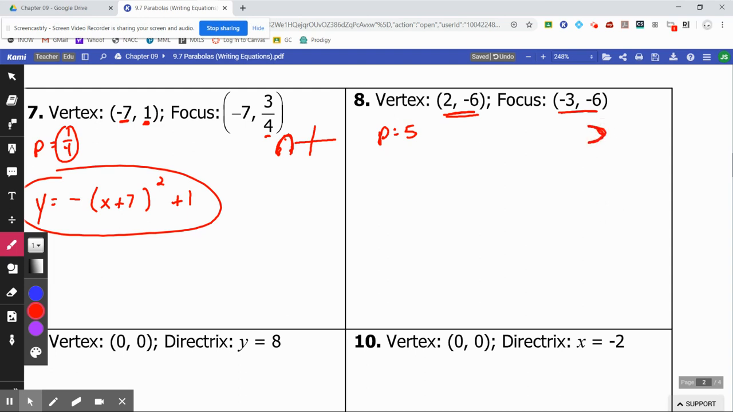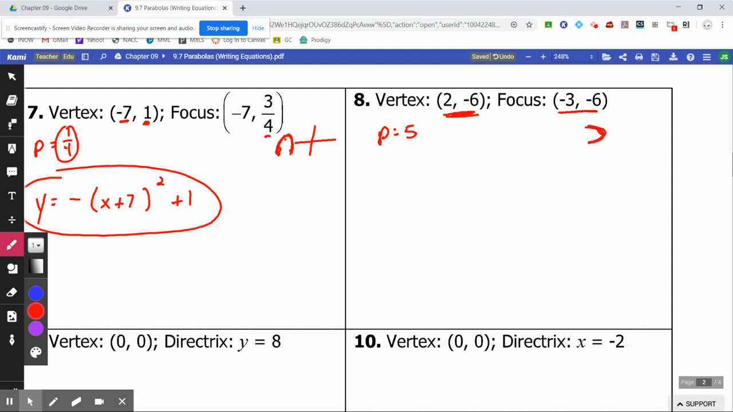Again, if the focus is above, that means your parabola opens up. If your focus is below the vertex, it means it opens down. If your focus is to the right of your vertex, it means it opens to the right. If it's to the left of the vertex, it means it opens to the left. So in this case, you can plot these if you want to: 2, -6, go right 2, go down 6. -3, -6, go left 3 and go down 6. That means your focus is to the left of that vertex. So it's going to open up to the left.